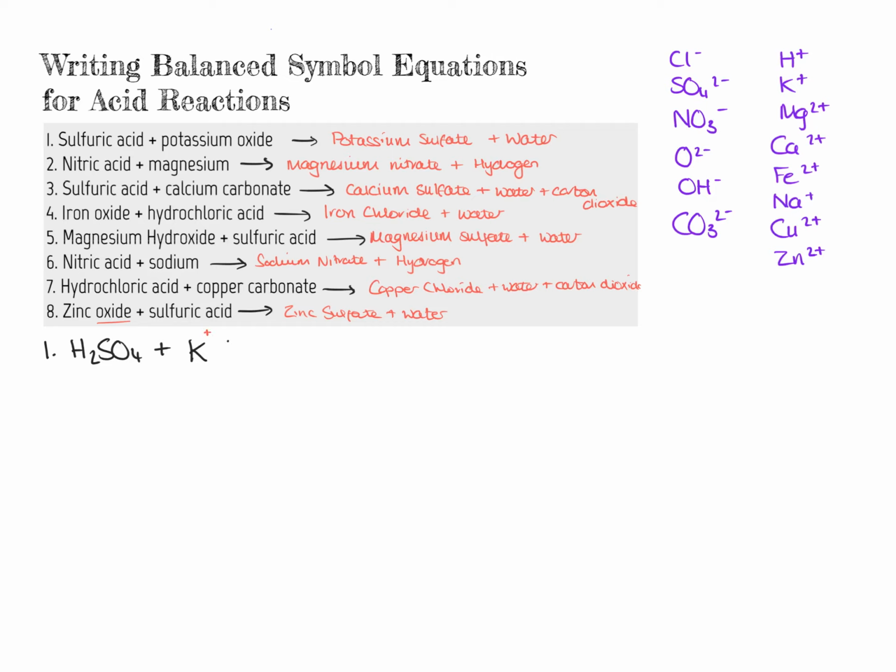And oxide is O, and according to my list in the corner, oxide is a 2- ion, so we'll put that up there. Now, that tells us, because we've got a 1 plus and 2 minuses, that the formula for potassium oxide is not just KO. We've got to fix it, and we've got to make sure that the number of positive charges and negative charges balances out so that we've got a neutral compound here.